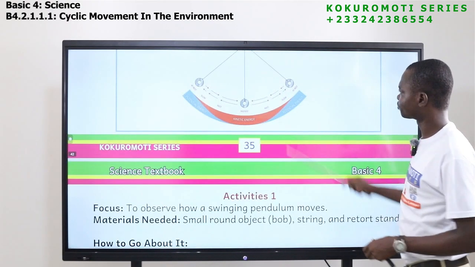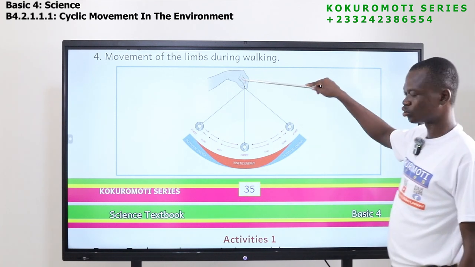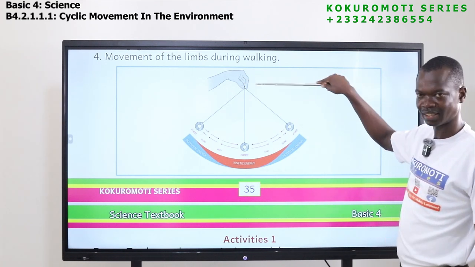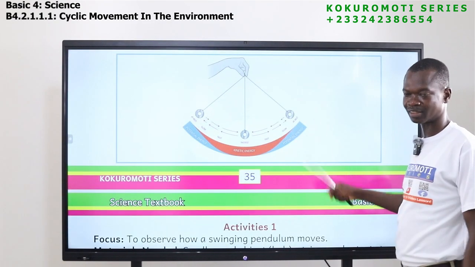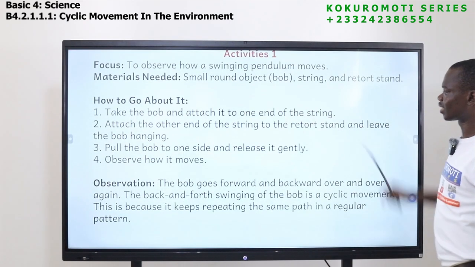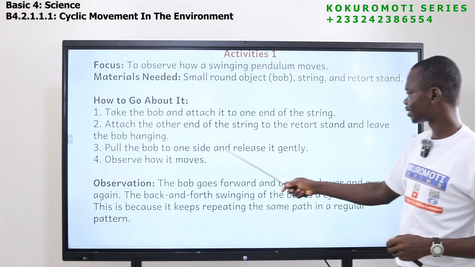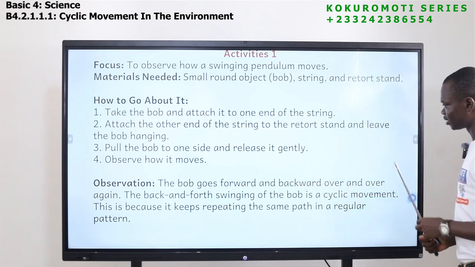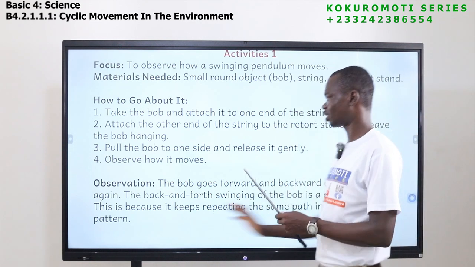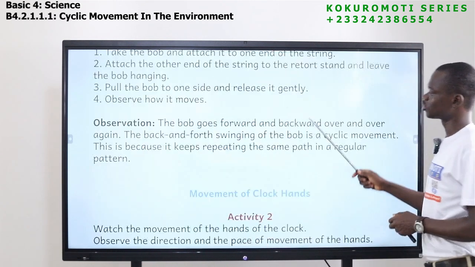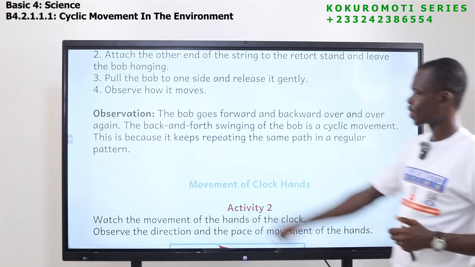So you see, this is the string. One end is attached to the bulb, the other end to, we have a hand here. Okay. Now, you pull this and you leave it hanging. If you leave it hanging, what will you see? So pull the bulb to one end and release it gently. You pull it and then you release your hand. You see that it will be moving like this. Observe how it moves. So the observation: the bulb goes forward and backward, over and over again.